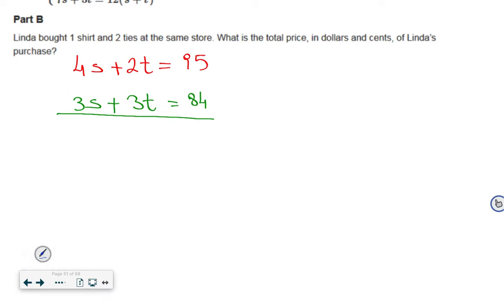If you want, you can use elimination with addition or subtraction. I would like to cancel out T. To be able to cancel out T, I need to make these coefficients the same. That's the reason I multiply the first expression by 3. I need to multiply the second expression by -2. Let me rewrite the expression.